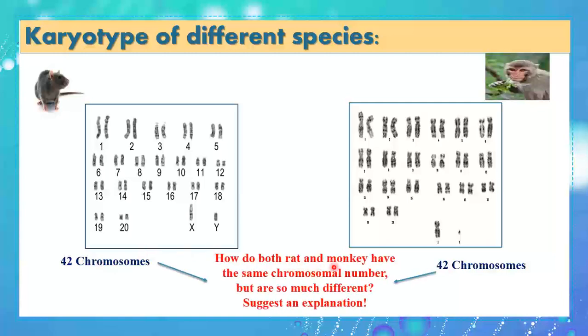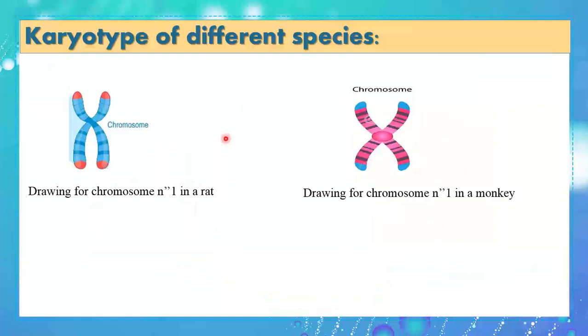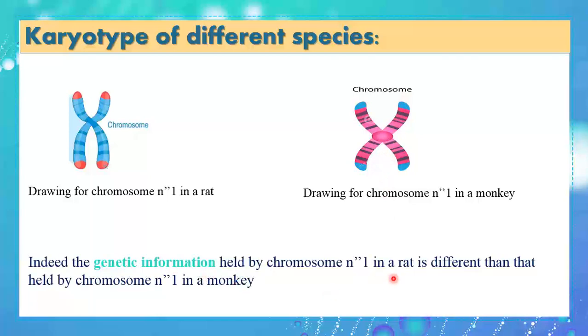So, how do both rat and monkey have the same chromosomal number but are so much different? Can you suggest an explanation for this problem? To find the answer, it's not enough to just look at the chromosomes in this karyotype. We need to zoom into each chromosome in order to find what's the difference. Given the following two chromosomes, number 1 in both rat and monkey, what can you see here? What's the difference? When checking both chromosomes, you can find that they are very different. The genetic information held by chromosome number 1 in a rat is different from that in the monkey. Here, we've solved the first problem.